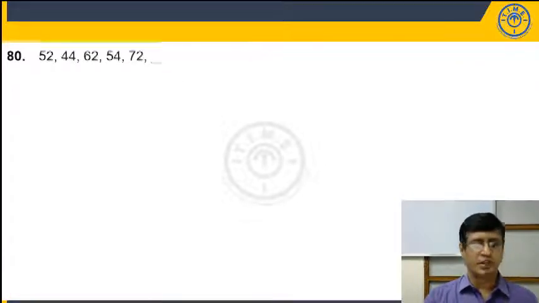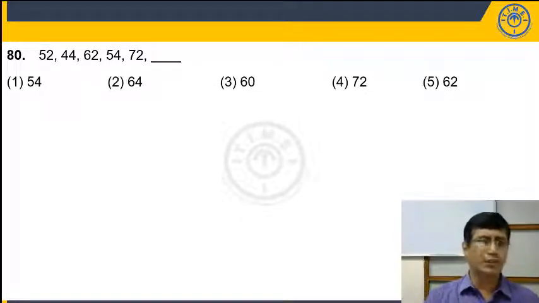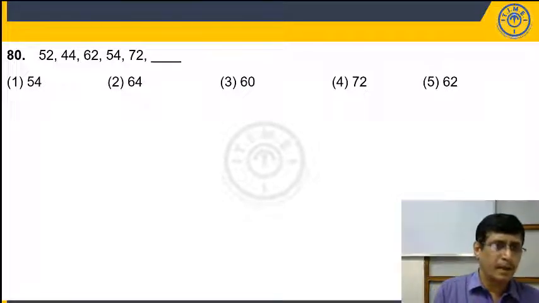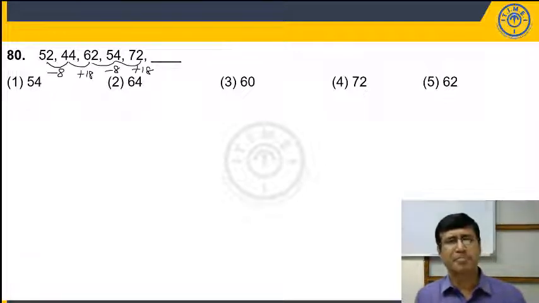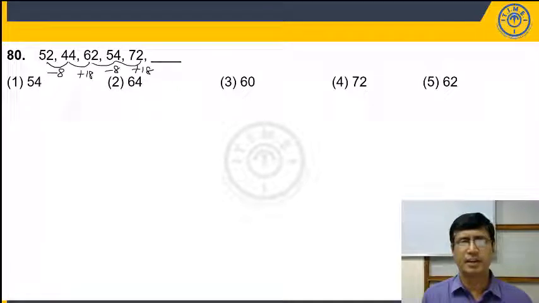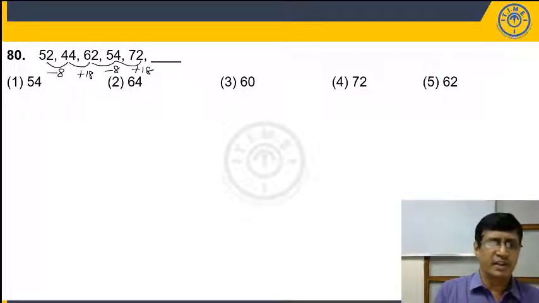Next example on your screen. 52, 44, 62, 54, 72. Now just look at the difference. It is minus 8. And what about this one? It is plus 18. Here it is minus 8. It is plus 18. So it is following a series of minus 8, plus 18, minus 8, plus 18, minus 8, plus 18 and so on. So what is the next value?